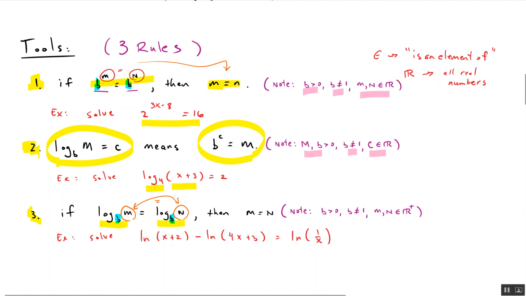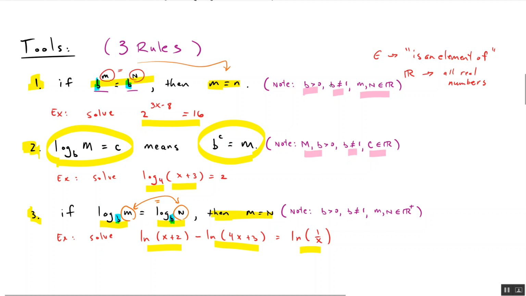That's where they come to the conclusion in the rule that if these two logs are set equal to each other, then m and n, the inputs of both logs, must be equal. So we can use that equivalency to solve for x, as we'll see in this example below, which is the natural log of quantity (x plus 2) minus the natural log of quantity (4x plus 3) equals the natural log of quantity (1 over x).